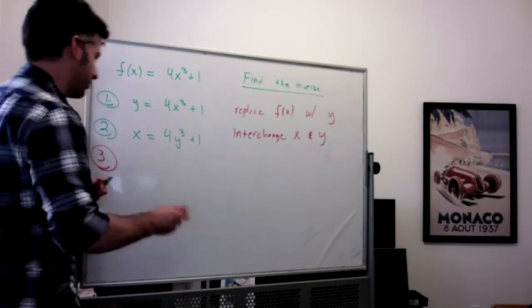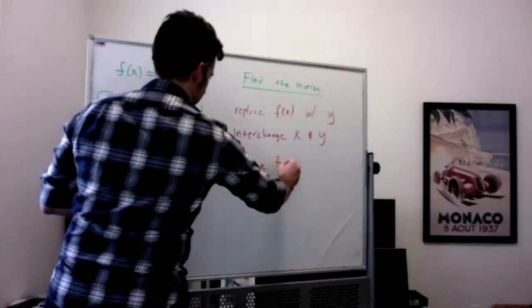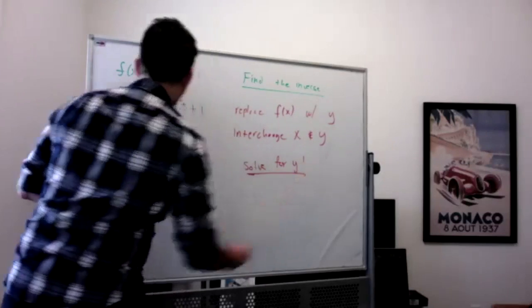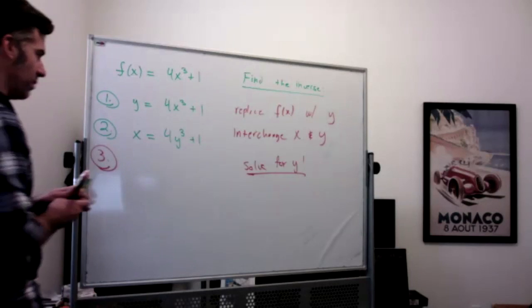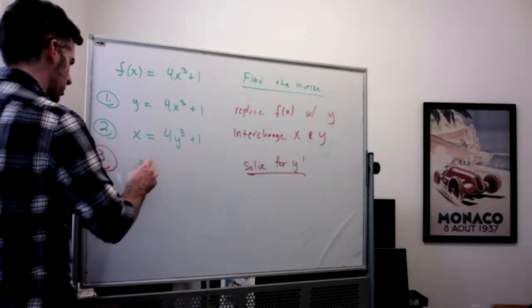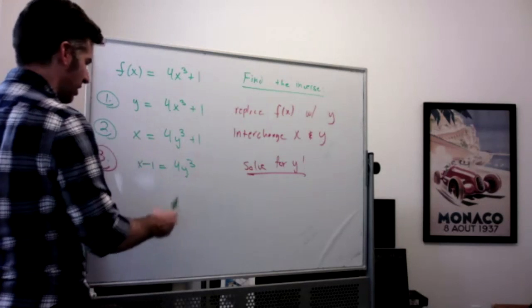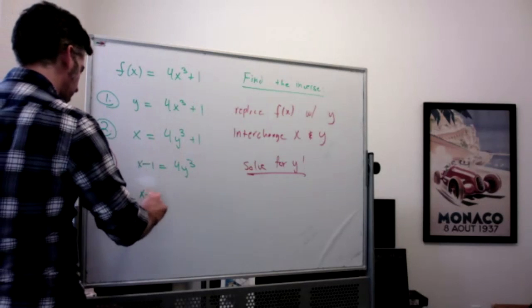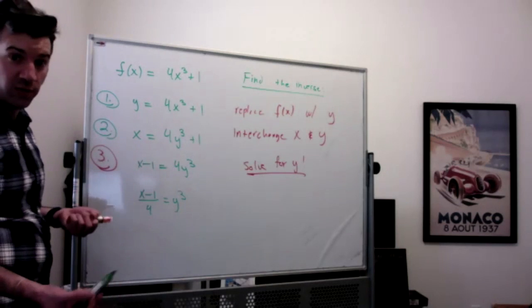Solve for y. So this is where you actually have to do the work. So we're trying to isolate y. So I'm going to subtract 1. So x minus 1 equals 4y cubed. Then I'm going to divide by 4. x minus 1 over 4 equals y cubed. And then I'm going to take the cube root of both sides.